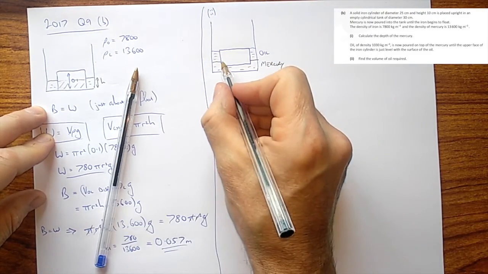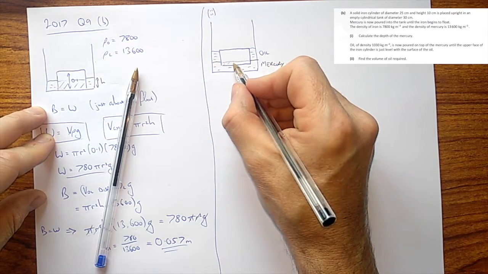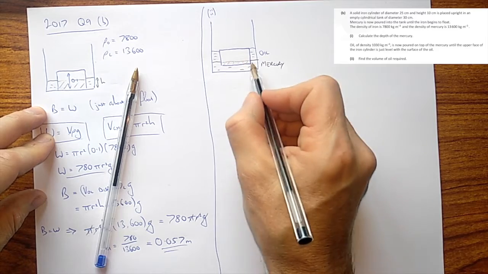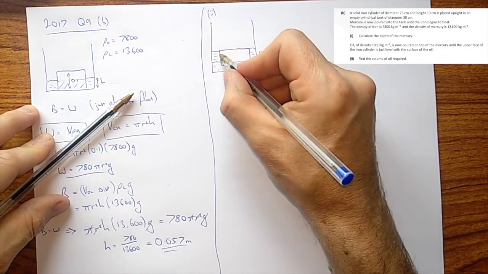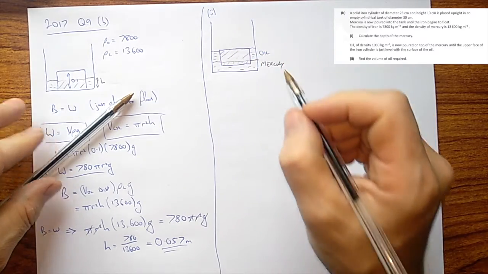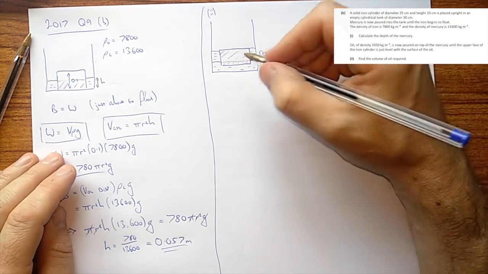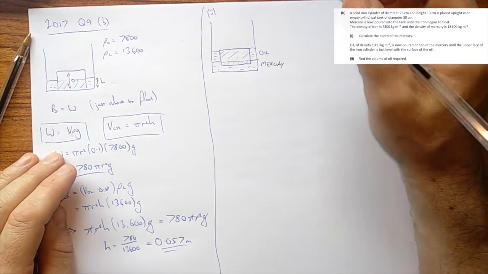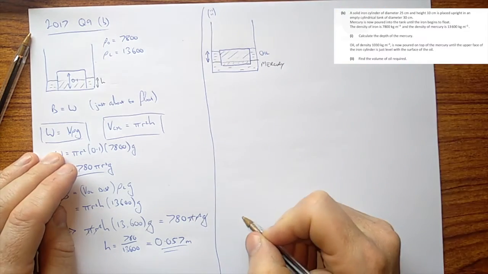Now, if we look at our buoyancy, it is going to be composed of two parts. There's going to be a section related to the amount of mercury displaced, and a section related to the amount of oil displaced. We don't know how high it's floated, and actually we don't really care, because if we look at the question, we're looking for the volume of oil. So what I'd really like to know is this distance here.